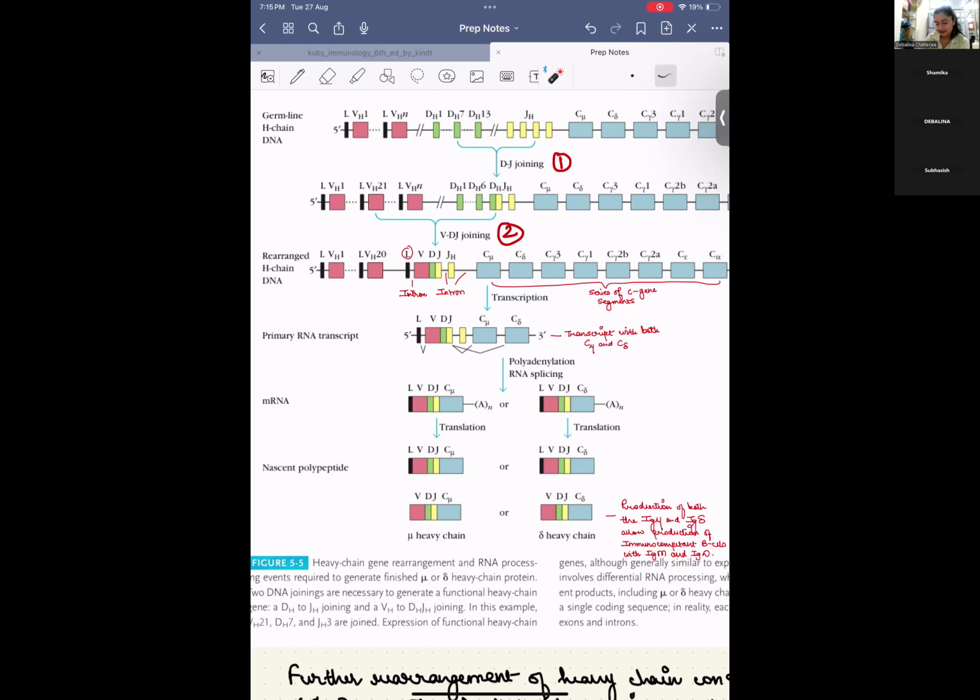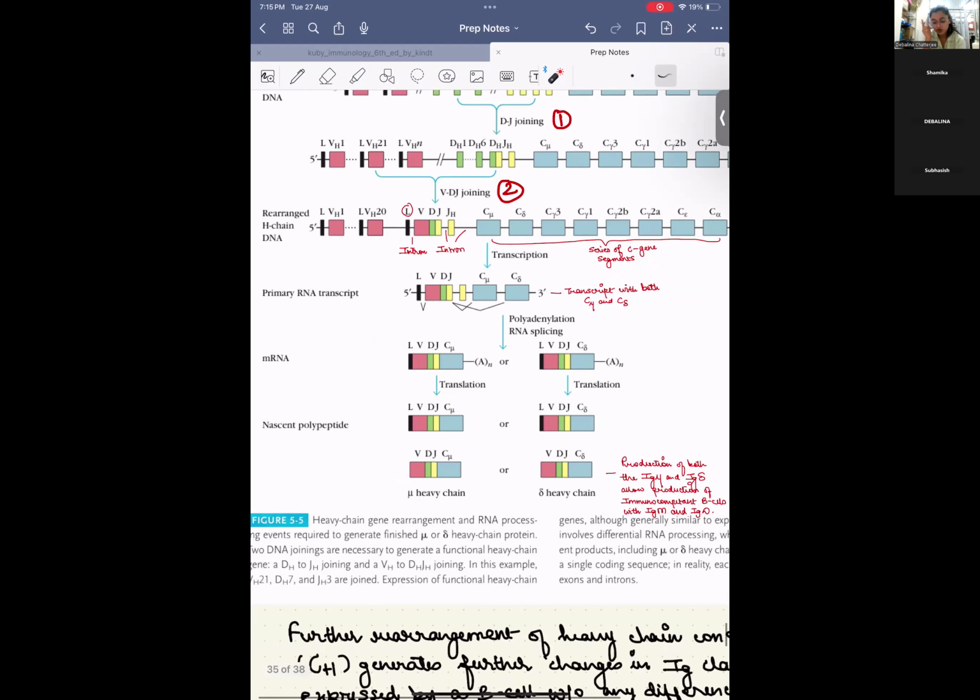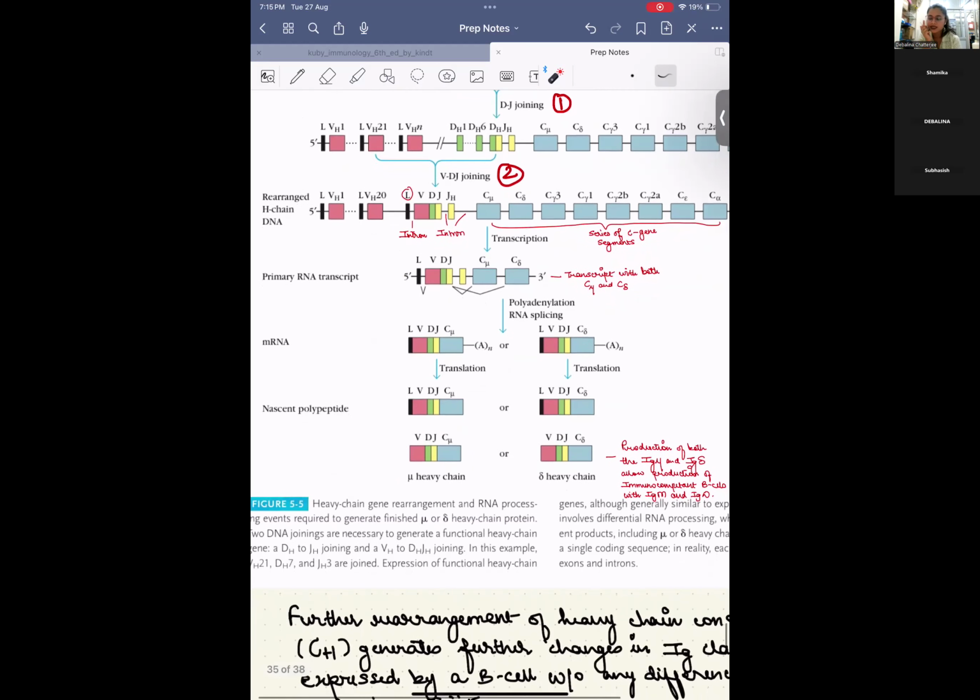And ultimately, this leader sequence gets cut off, and we have two heavy chains being produced inside the endoplasmic reticulum of the same cell, one of C mu type and the other of C delta type.